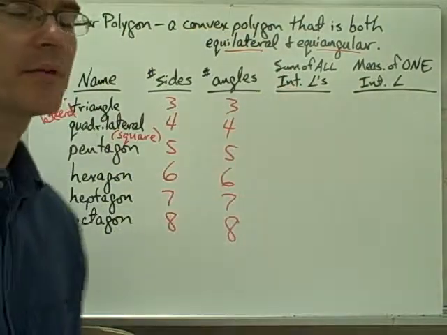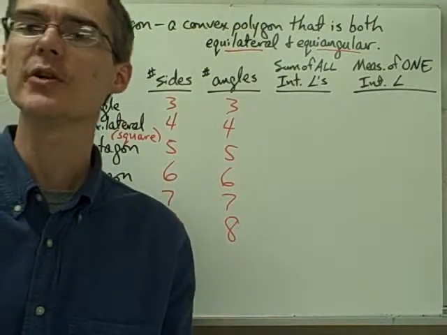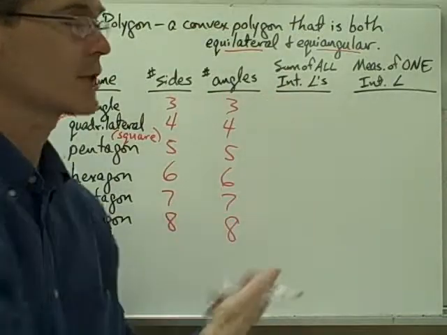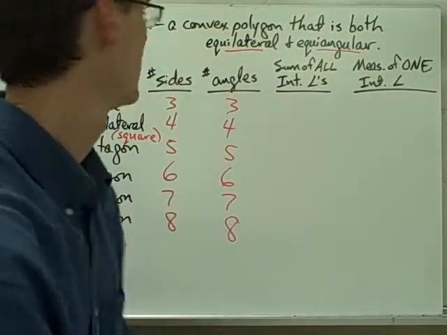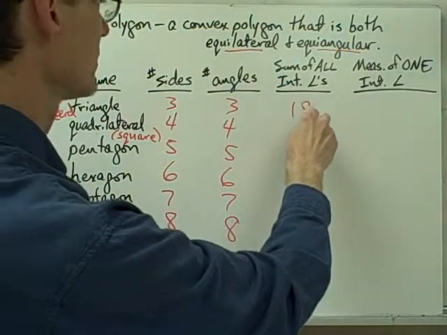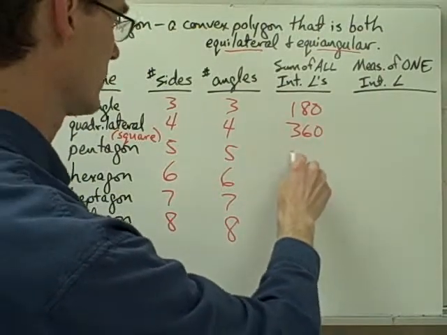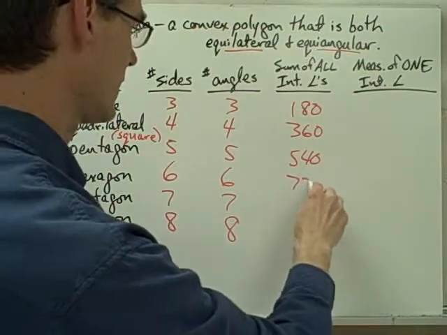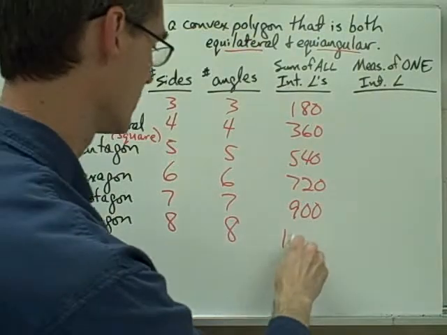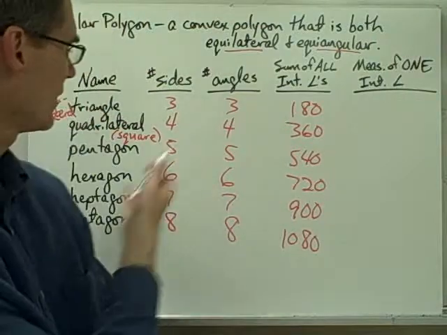And the sum of all of the interior angles for a regular polygon is going to be the same as the sum of all the interior angles of a non-regular polygon. Well, we just calculated all those, the sum of all the interior angles, in that previous table. So we can just fill those in. So let's see, this one is 180, 360, 540, 720, 900, and 1080.